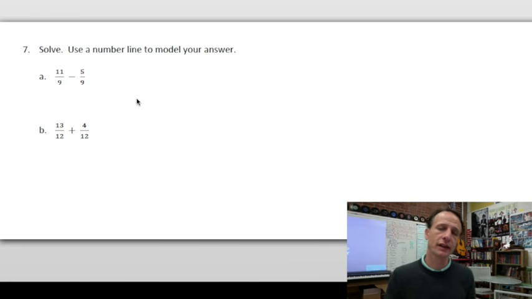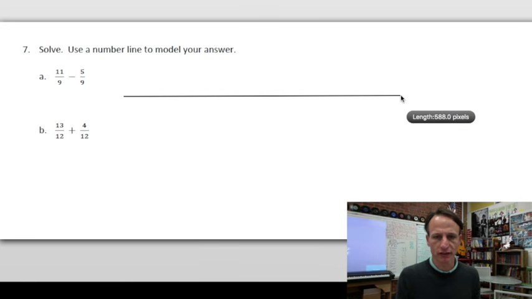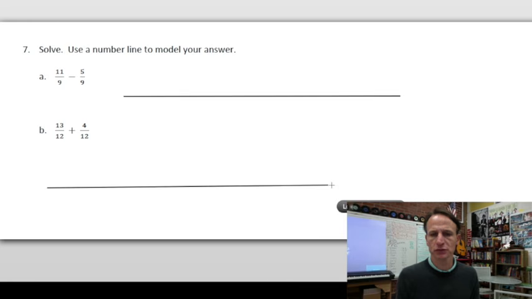All right, so here is different. We have to solve and use a number line to model our answer. Notice that in A we're doing subtraction, and in B we are performing the operation we know and love called addition. So let me just go ahead and draw two number lines, and I'm going to use the space well here and make them nice and long. So there's 1, and this one I'm going to jog over a bit so I have room for my beautiful face in the corner.